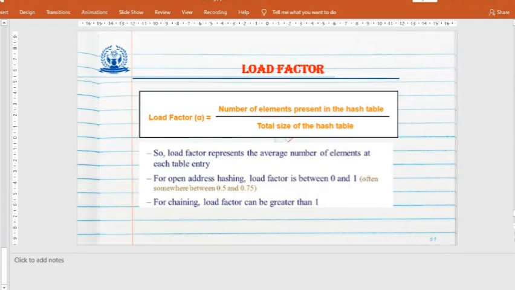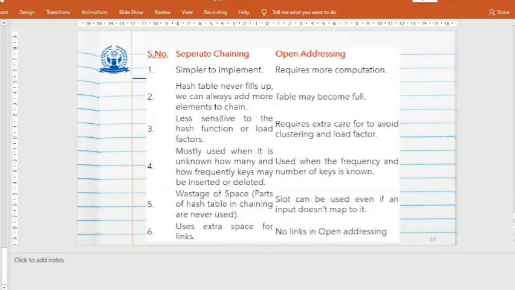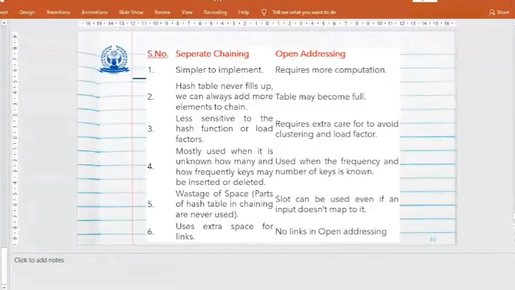So these are some comparisons between separate chaining and open addressing. Separate chaining is simpler to implement. Open addressing requires more computation. A separate chaining hash table never fills up; we can add more elements to the chain. An open addressing table may be full. Separate chaining is less sensitive to the hash function or load factor. Open addressing requires extra care to avoid clustering and to manage load factor.